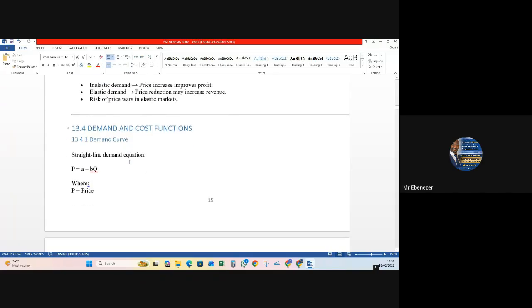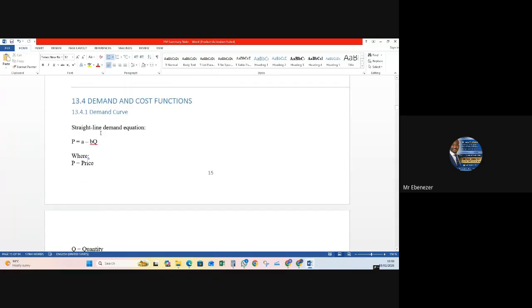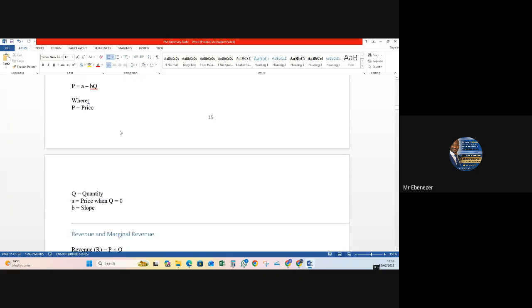Now we have a demand and cost function, and we have a demand curve. So for a straight line demand equation, we have our price equal to A minus BQ, right? Your A is the price when quantity is 0. Your B is the slope. Have you heard of slope before?